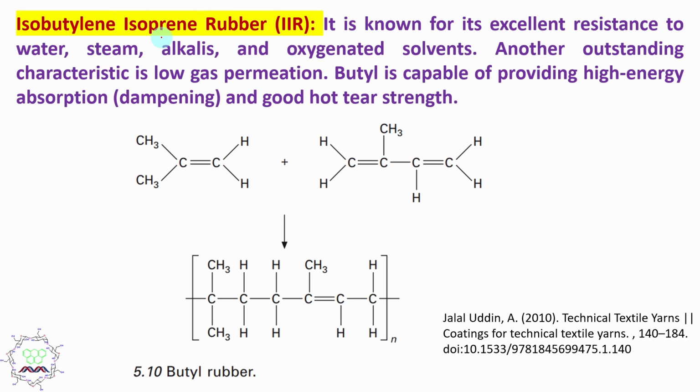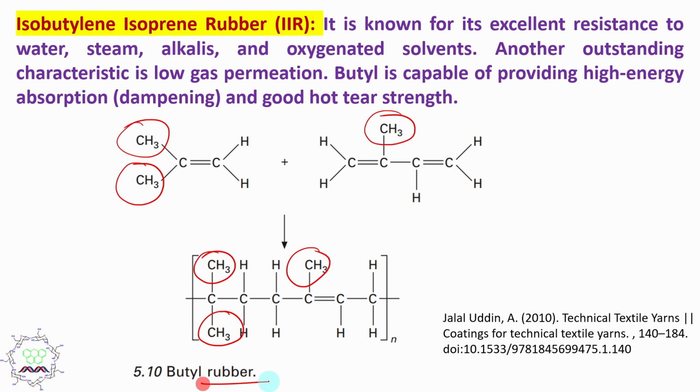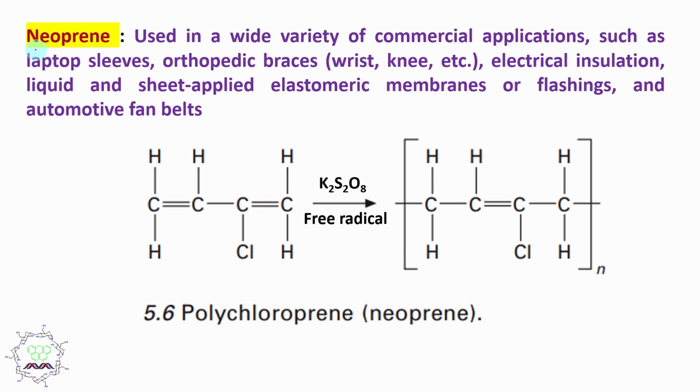Next, isobutylene isoprene rubber. What happened? Look at this, it is a different kind of alkene, both substituted, and here it's not pure butadiene, it is 2-methyl butadiene, meaning a 2-methyl derivative. So chemically, concept wise, both are the same, there is a 2-methyl here. Okay, so what does it result in? It results in butyl rubber. Similar. Now the next one is neoprene.